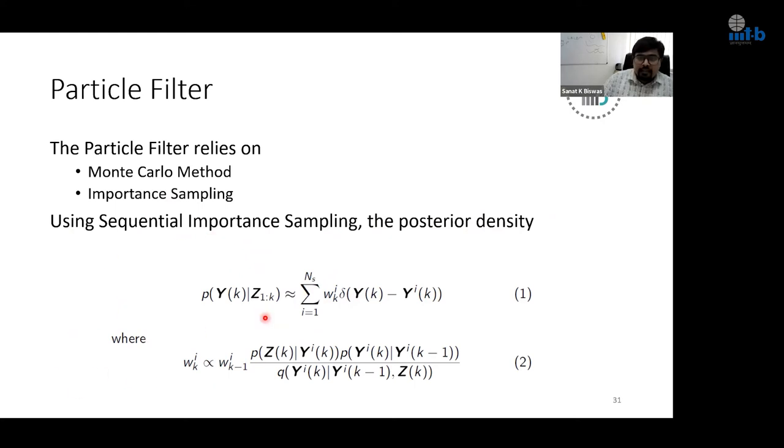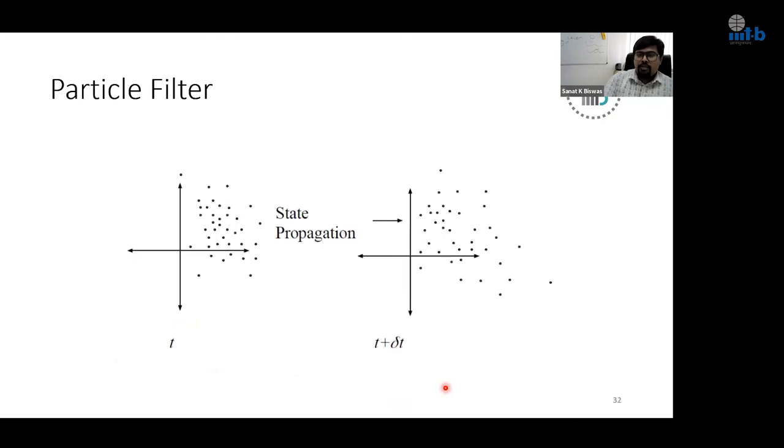And then, each of these, so here you can see the weighted sum. That means each of the samples will be associated with some weights, right? And the weights are recursively determined from each step to another step. So the previous step weight and the current step weight are basically related proportionally with this formidable looking equation. However, I'll try to explain this in a more pictorial fashion.